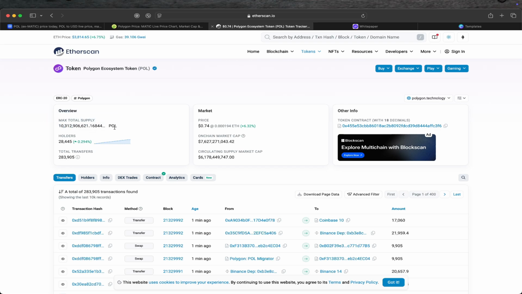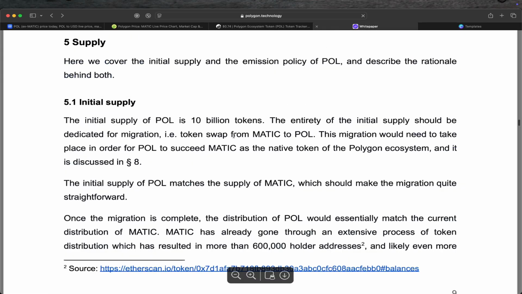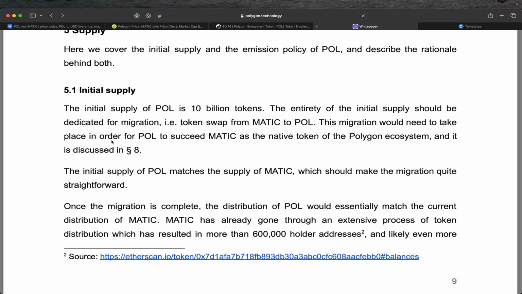Even though it says max total supply, if I look at the white paper, this is page 9, it states the initial supply of POL is 10 billion. The entirety of the initial supply should be dedicated for migration. So they keep using the word initial, and I usually try to read things just as it is. After this, it says once the migration is complete, the distribution of POL would essentially match the current distribution of Matic. But it doesn't say anything about a max supply. And that concerns me, you know, personally.